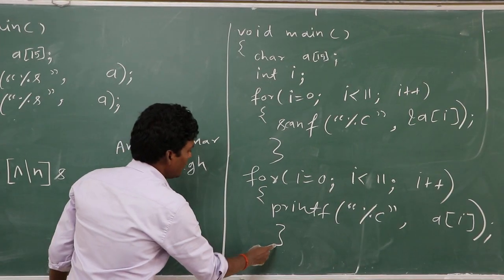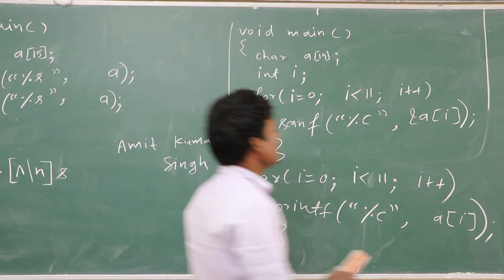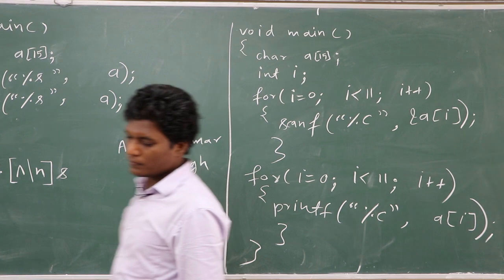This loop is closed here and main is closed here. Class, this is another problem. This is another method to tackle the same problem.